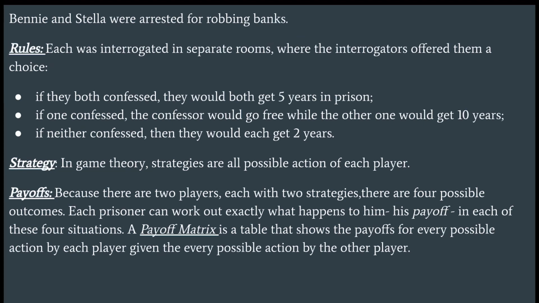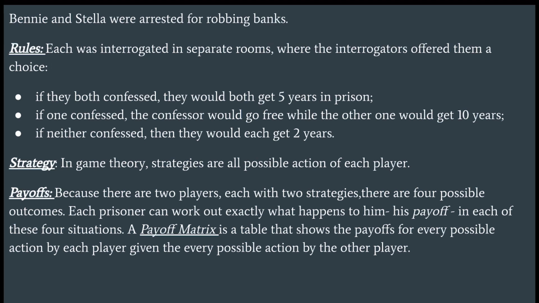Benny and Stella are arrested for robbing banks. Rules: each was interrogated in separate rooms where the interrogators offered them a choice. If they both confessed, they would both get 5 years in prison. If one confessed, the confessor would go free while the other one would get 10 years. If neither confessed, they would each get 2 years.